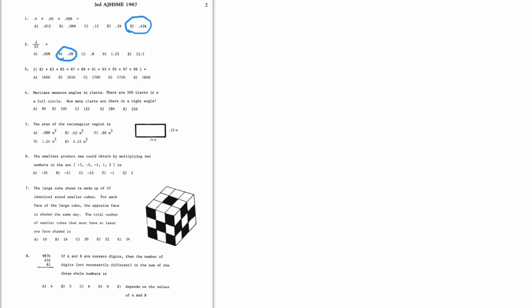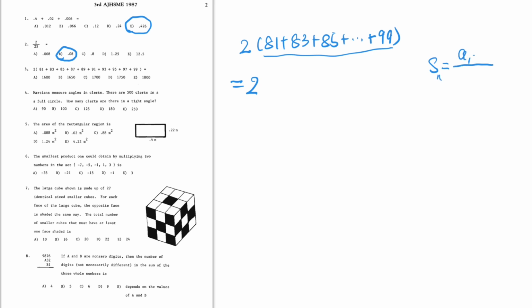Number 3. 2 times (81 plus 83 plus 85 plus, continuing the pattern, to 99) equals. Inside the bracket, that's an arithmetic sequence. The sum formula of an arithmetic sequence is the first number plus last number, times the number of numbers, divided by 2. So we use the first number 81 plus last number 99, number of numbers is 10, divided by 2.